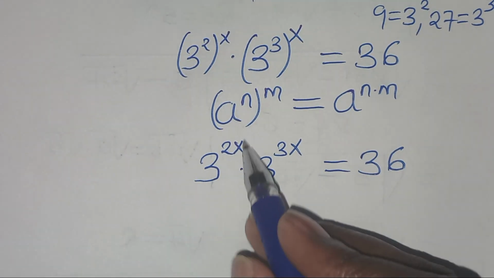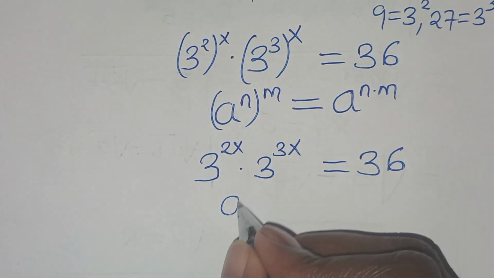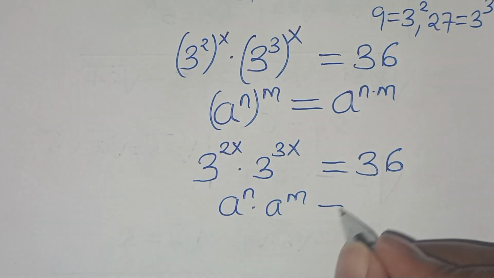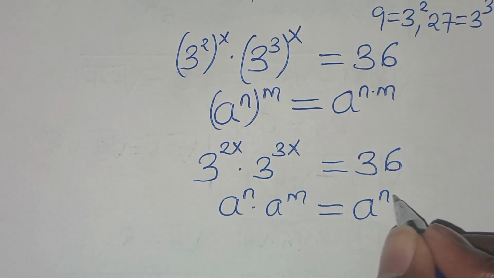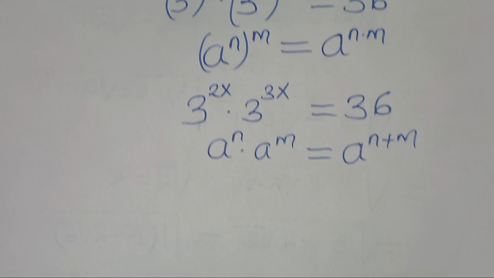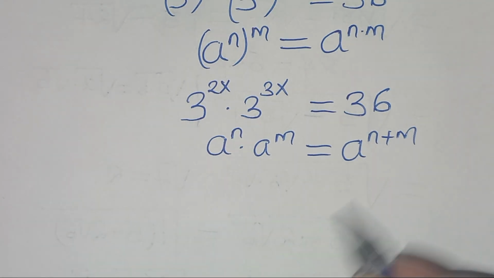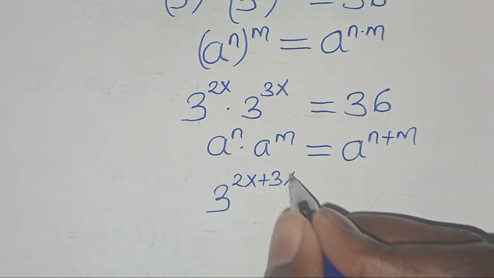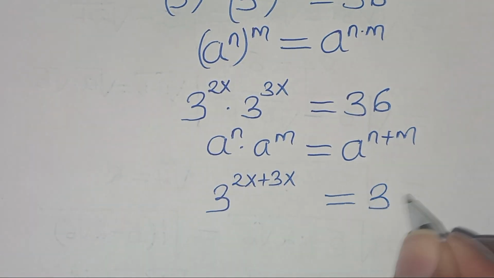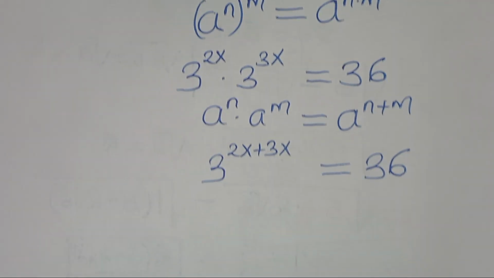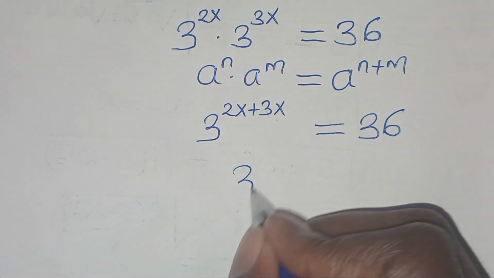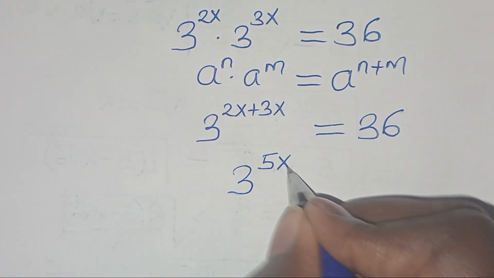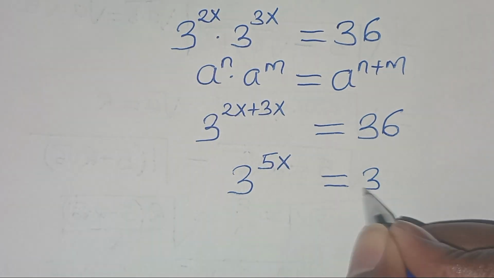Now, you find that 3 to the power of 2x times 3 to the power of 3x is in the form of a to the power of n times a to the power of m, which you can express as a to the power of n plus m. Applying this exponent property from here, we have 3 to the power of 2x plus 3x. This is equal to 36. Now, we have 3 to the power of 2x plus 3x, this is 5x. This is equal to 36.